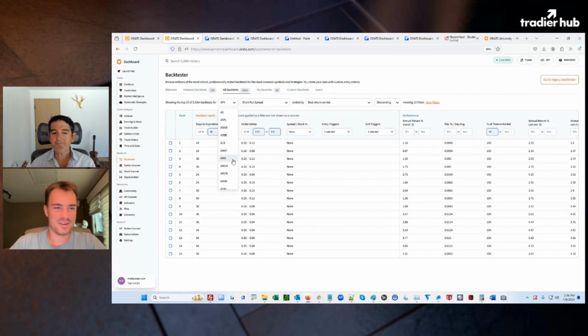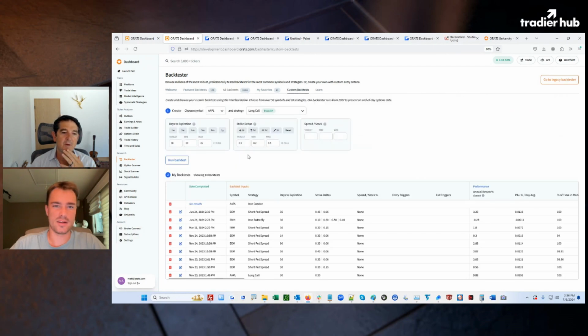Yeah, it's definitely a very powerful tool. And at the end of the day, if you want to run a custom backtest, you can do that as well. You can just click on one that you like, click edit, and it'll autofill all those parameters in there.